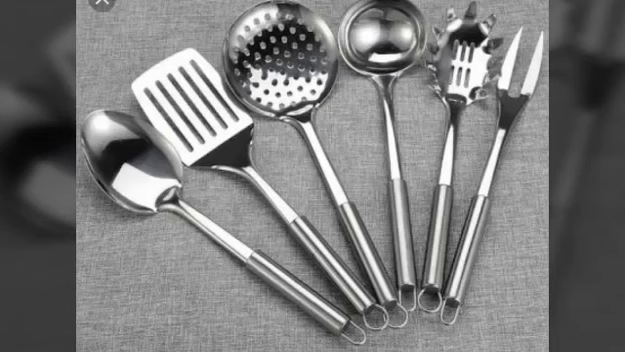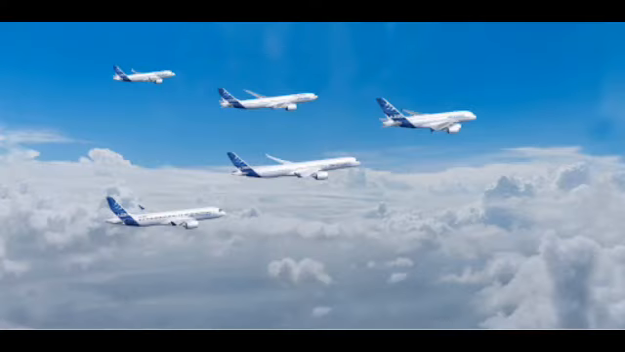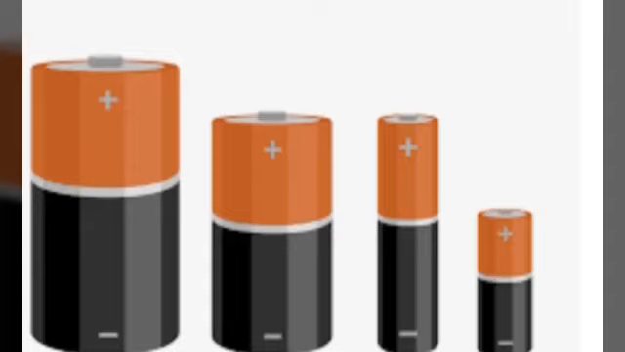Then utensils. Aluminium is used for making utensils, insecticides. From bauxite, we extract alumina and then aluminium, which is used for making aeroplanes because of its light weight, and it is also used for making batteries.